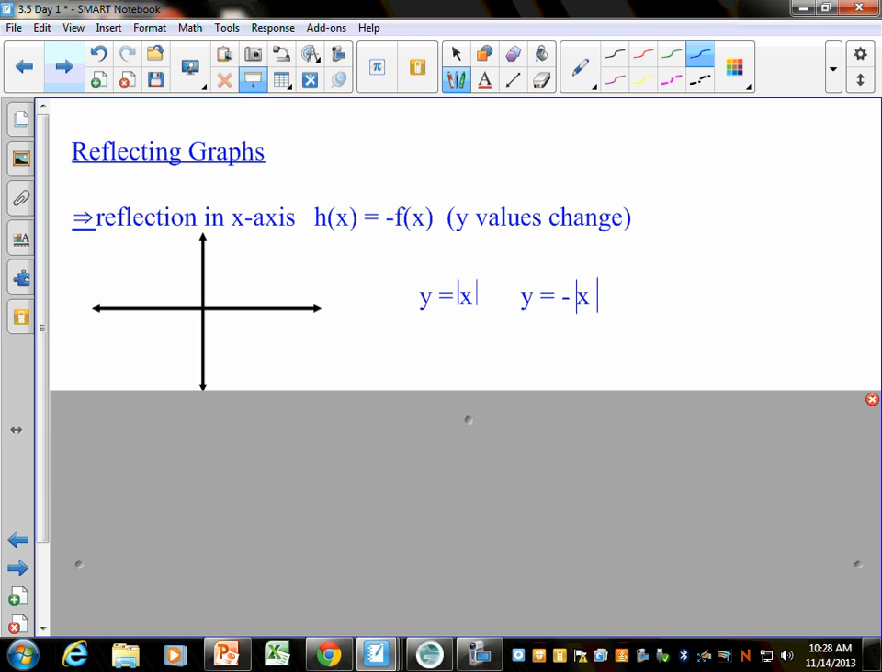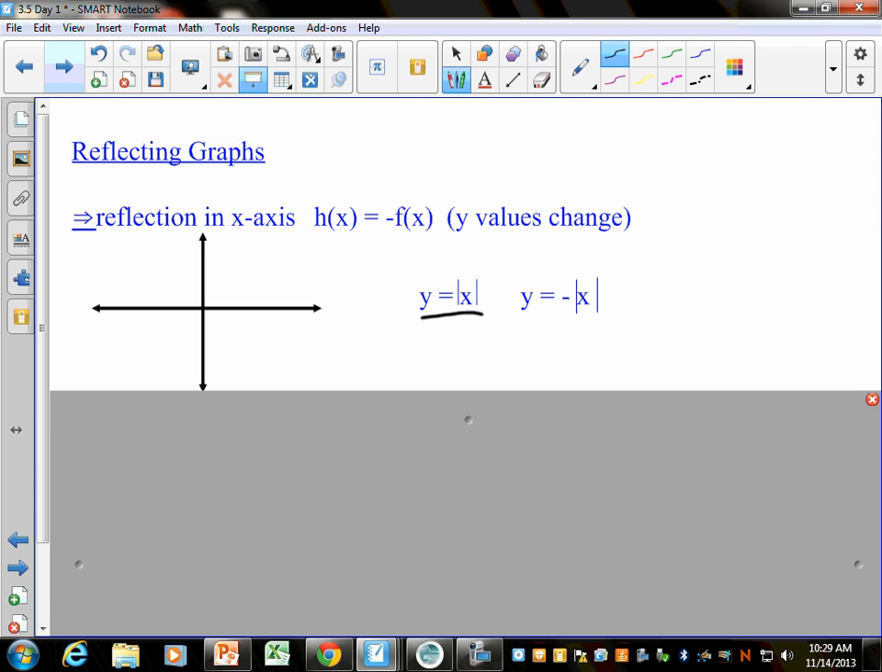So I just gave you an example here. If the parent graph is y equals the absolute value of x, then its reflection in the x-axis would be, if I put a negative out in front of the absolute value, then it now is reflected over the x-axis, because now I'm going to get all negative y values. Again, this is where knowing the shapes is important. What shape is the absolute value graph? A V shape.